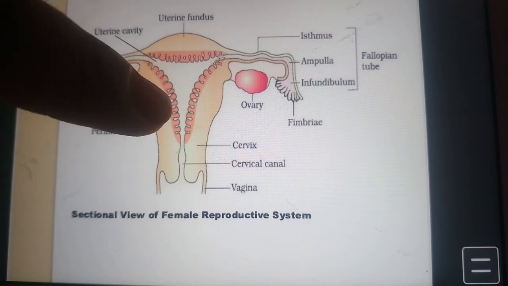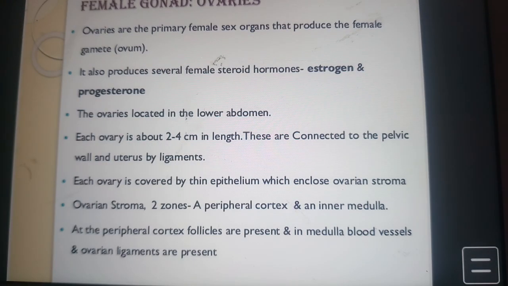You can see the next slide. See what I have already explained here. Once again you can revise it.